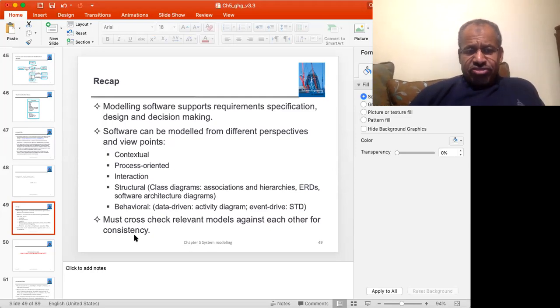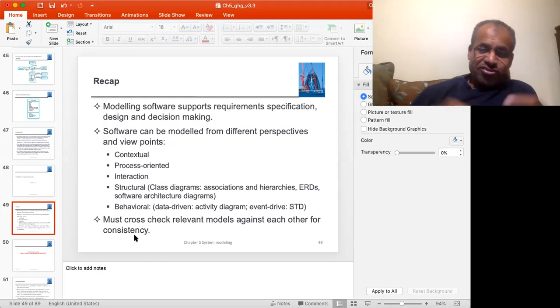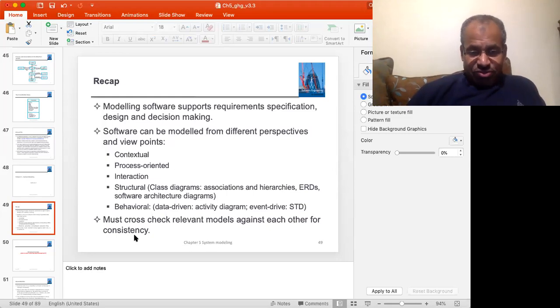Another view is the interaction point of view, maybe interaction with other systems, interaction with users, interactions between parts of the system itself, components, objects, classes, whatever. Obviously, a complex system will have various parts to it, not just one, multiple parts that are interacting together. So they have to send each other things and respond and so on. So this would be an interaction type of model.